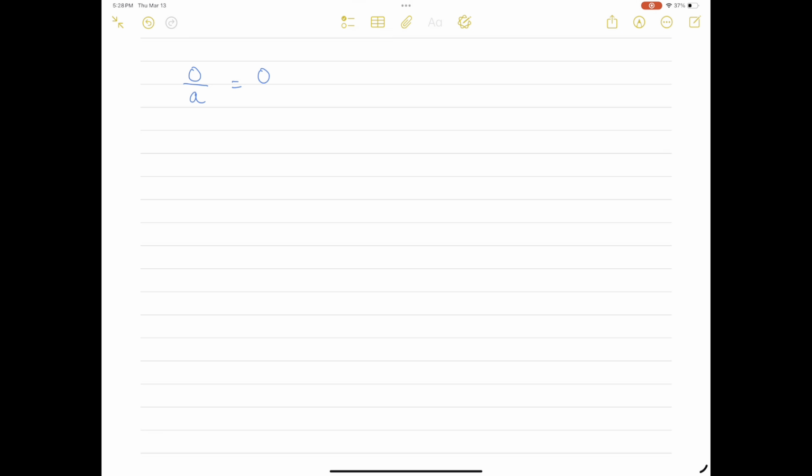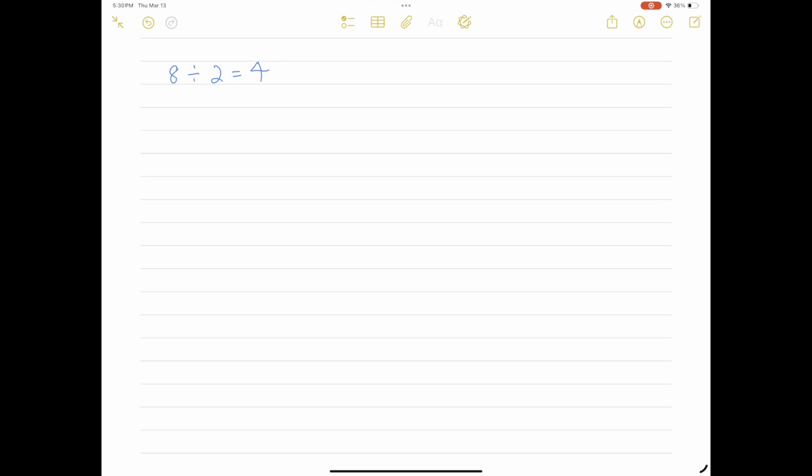0 divided by any number a equals 0. However, any number a divided by 0 is undefined, which is a mathematical way to say that you cannot divide by 0, or division by 0 is not allowed. Okay, let's look at some examples.